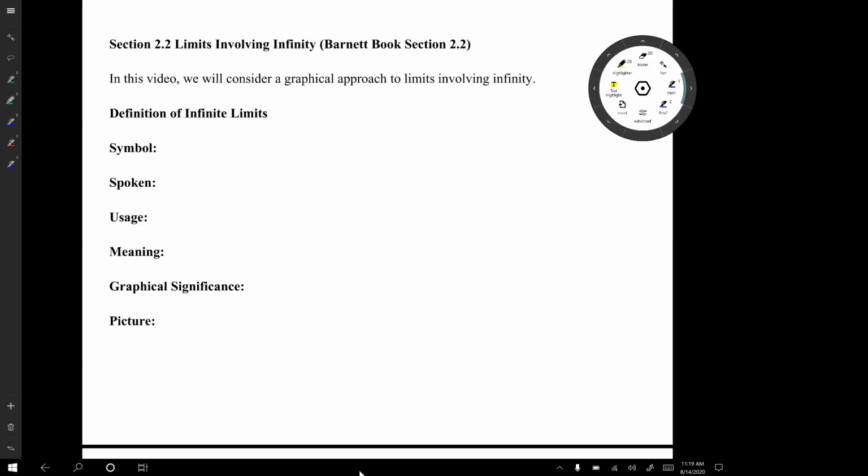This material is in the Barnett book, section 2.2. In this video, I'm going to consider a graphical approach to limits involving infinity. Let me start with a definition of infinite limits. I'll start with a symbol. This is spoken, the limit as x approaches c of f of x is infinity.